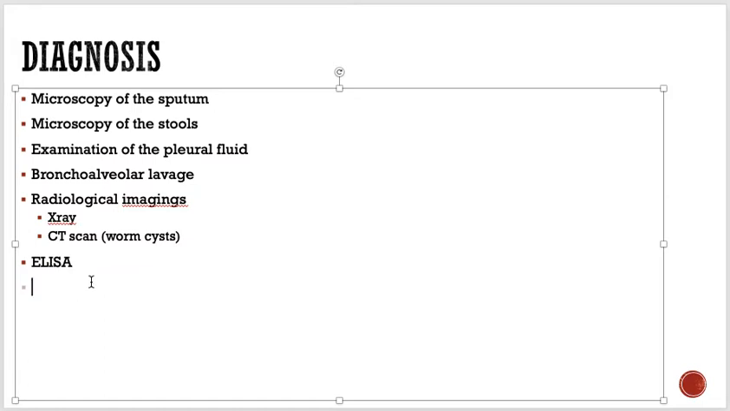And what ELISA catches in these patients is basically something called parasite excretory secretory antigens. Okay, so this is how we diagnose.